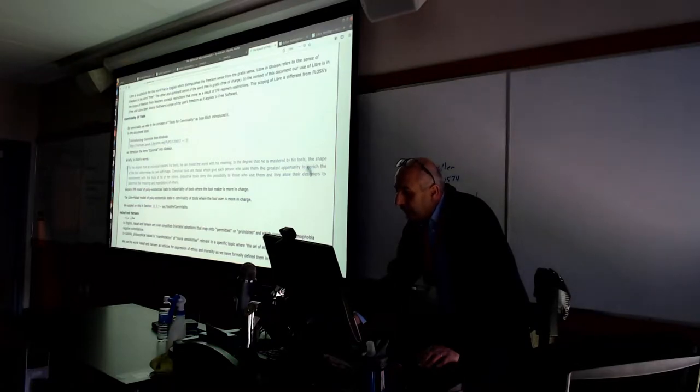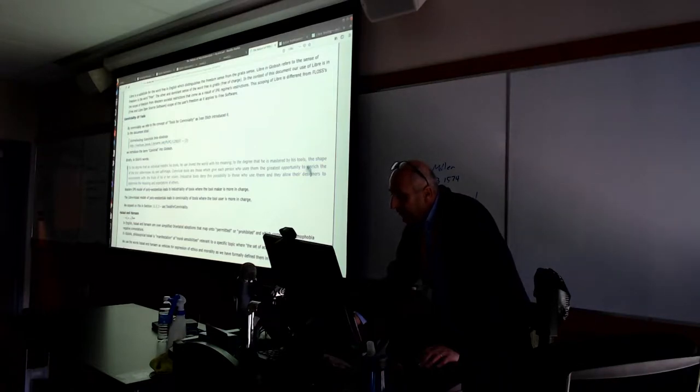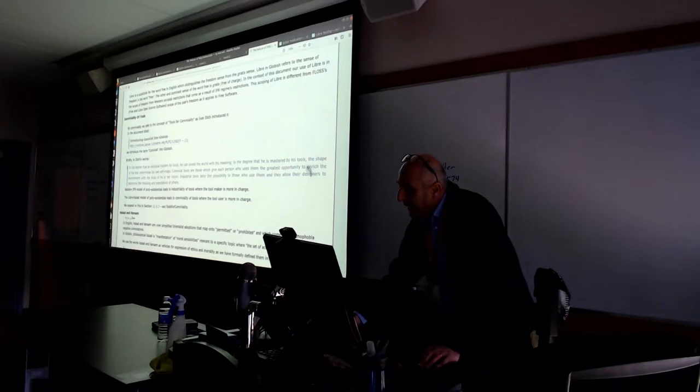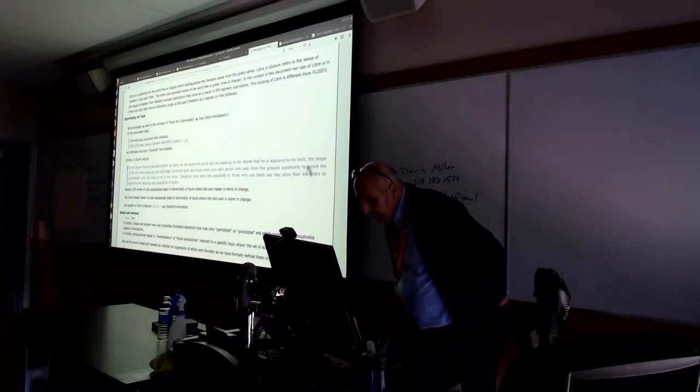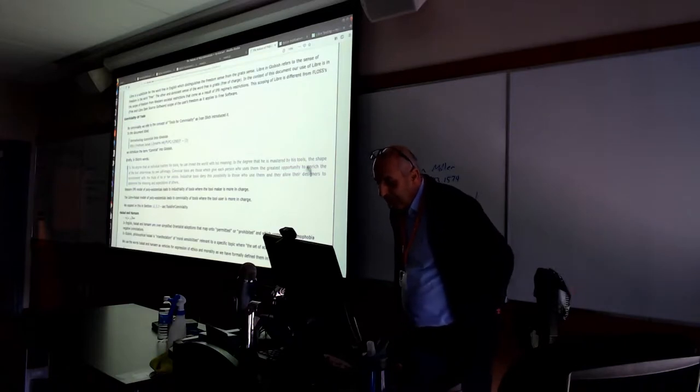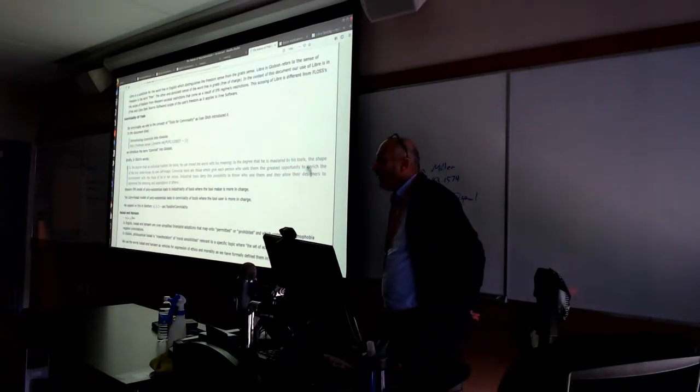To the degree that an individual masters his tools, he can invest the world with his meaning. To the degree that he is mastered by his tools, the shape of the tool determines his own self-image. Convivial tools are those which give each person who uses them the greatest opportunity to enrich the environment with the fruits of his or her vision. Industrial tools deny that possibility to those who use them, and they allow their designers to determine the meaning and expectation of others.